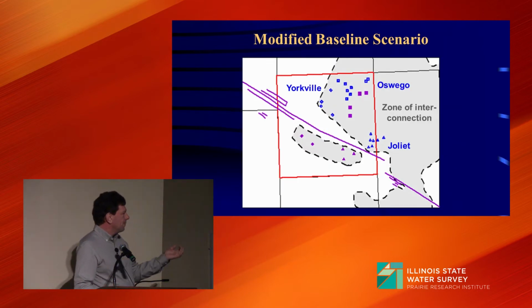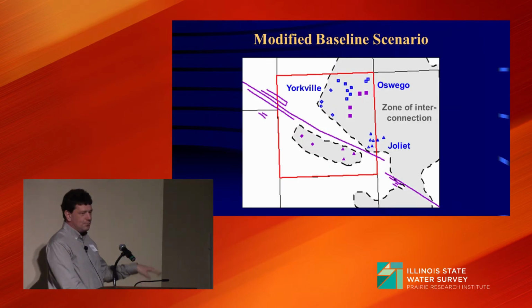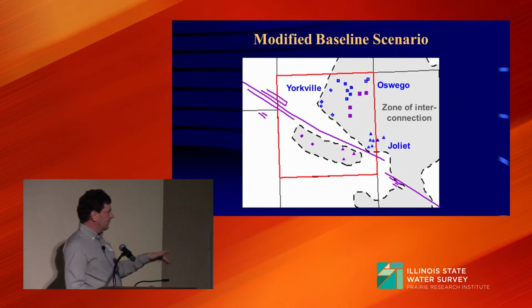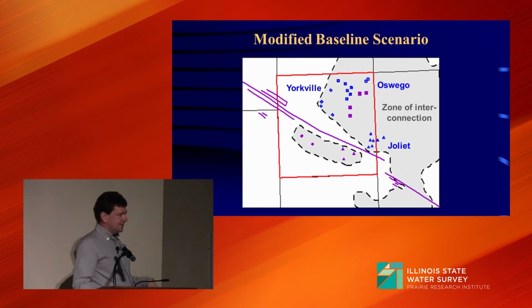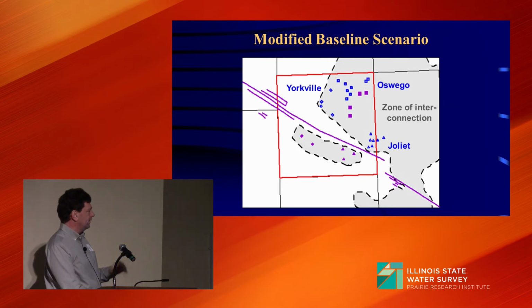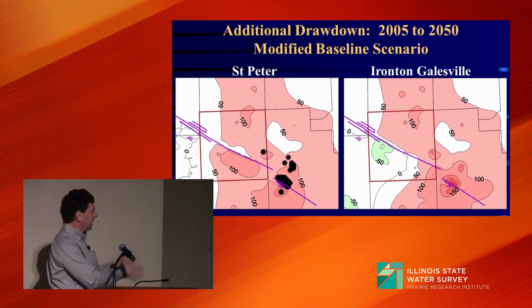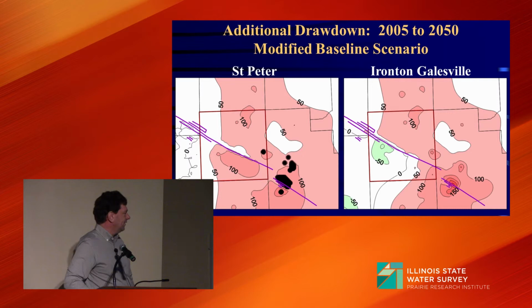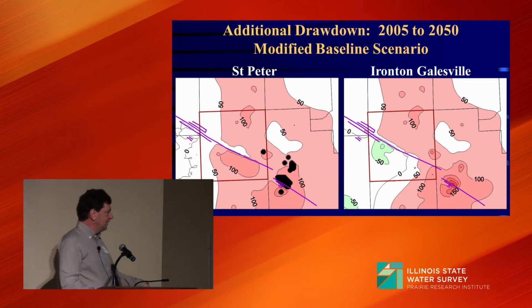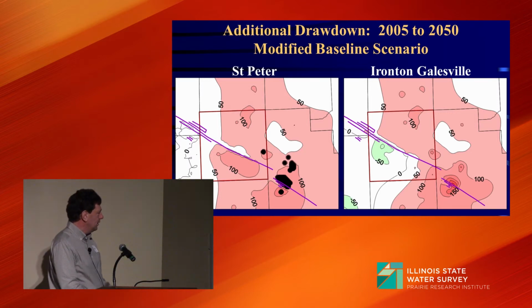So in our model, we said, okay, let's try putting wells on the south side of the fault where the water levels are higher. So we put Yorkville wells and Joliet wells on the south side. We also spread out pumpage from Oswego. And as you can see, if we do that, a lot of that desaturation problem disappears, at least in the communities in northern Kendall County. The industries in Will County still have a lot of trouble.